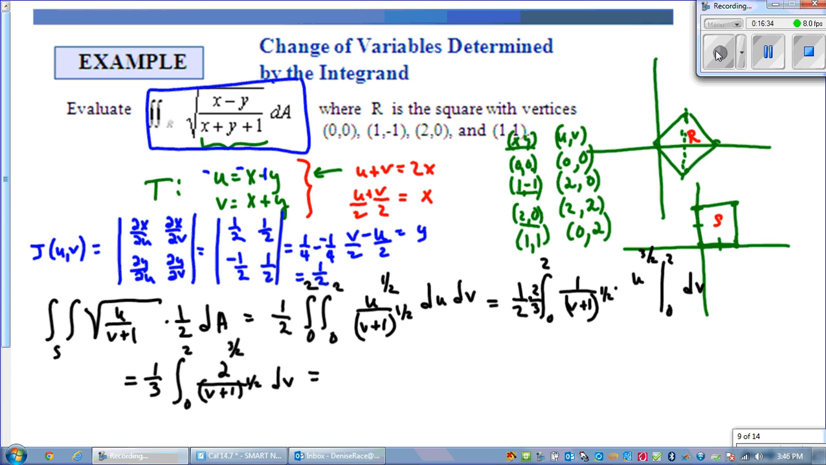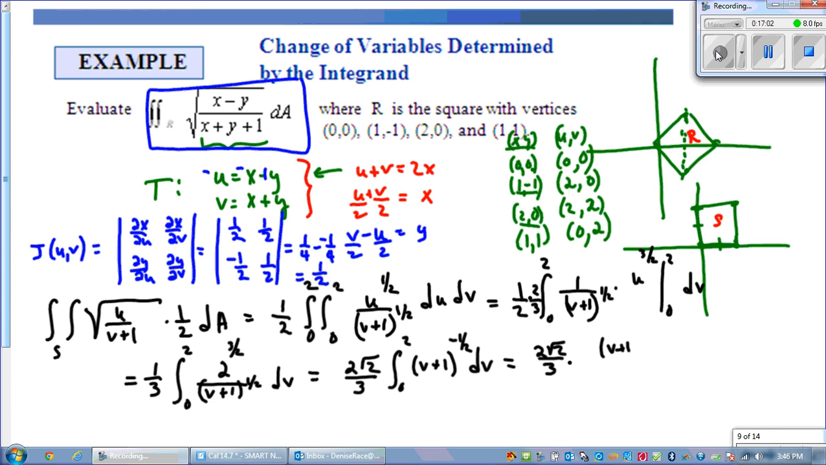Okay, so now let me pull that 2 to the 3/2 out. 2 to the 3/2 is 2 to the 1 times 2 to the 1/2. So that's just 2 times the square root of 2. And I'm going to write this as v plus 1 to the negative 1/2 so I can integrate more easily. Okay, so now if I did a u substitution, I'd let u be the inside v plus 1, but the du and dv are the same, so I'm just going to raise the power by 1.